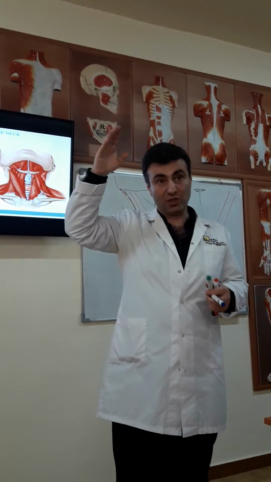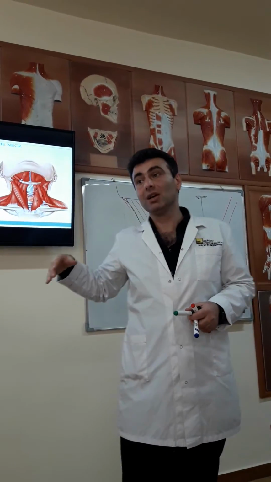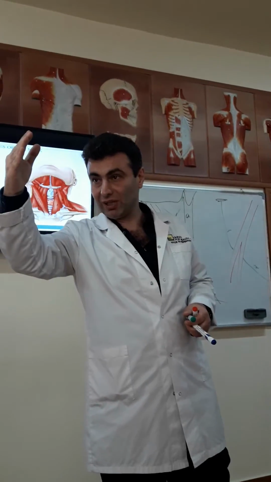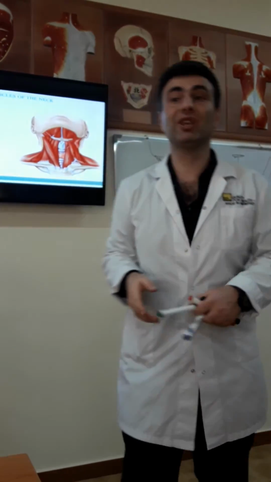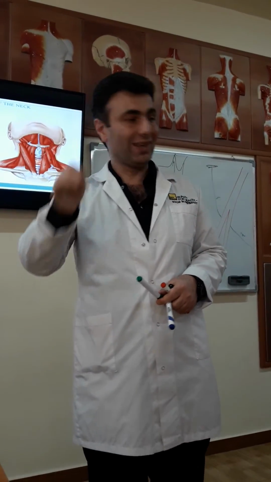Nervus hypoglossus gives the superior root of ansa cervicalis. Plexus cervicalis gives the inferior root of ansa cervicalis. Is it understandable? One root comes from upwards, the second root comes from downwards. They fuse to each other and together they form the ansa cervicalis, which innervates all infrahyoid muscles.